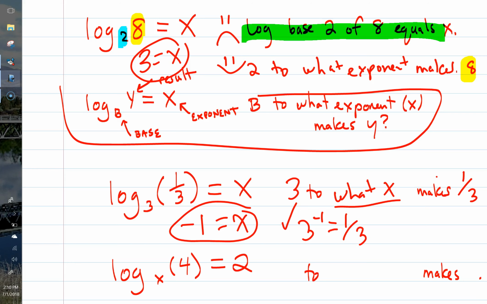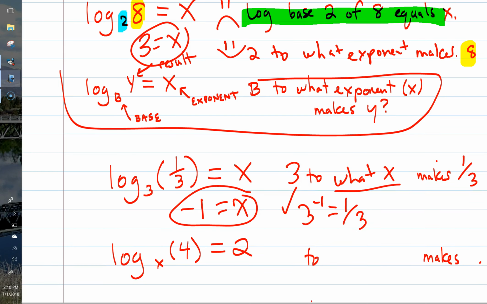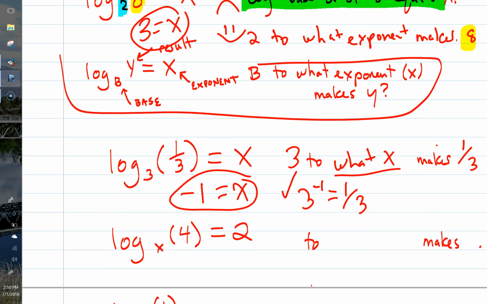Next one, log base x of 4 equals 2. What's the base? This time it's x. x to what power? To the second power.